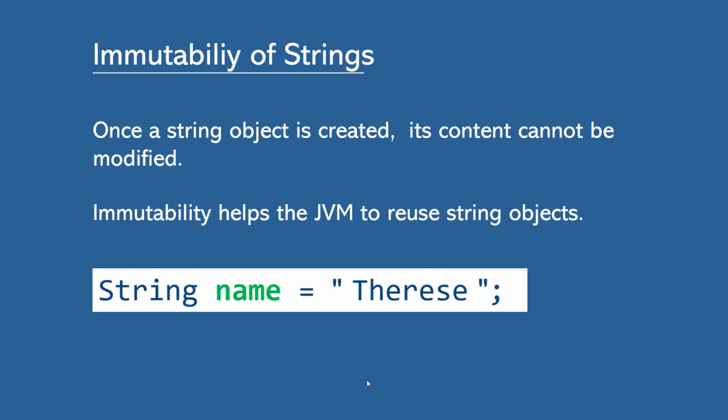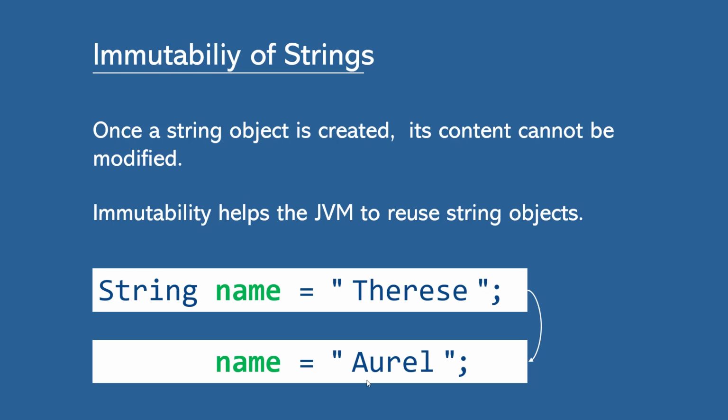Let me take an example to make things a little bit clearer. If I create a string variable as such with a value Teres, I must have the certainty that when I refer to this variable throughout the life cycle of the application, it should have the name Teres and not something else. If at some point in my application, this name changes for some reason I don't know to Orel, I might get faulty results or results which are unexpected. And this will not be good. So that's why it's important for string objects to be immutable.